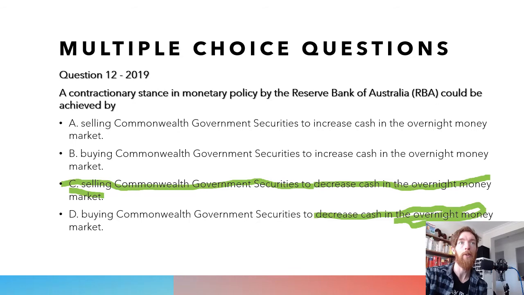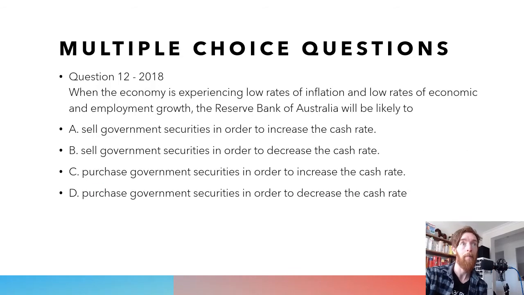Then we'll move on to question 12, 2018. So 2018, when the economy is experiencing low rates of growth and low rates of economic unemployment growth, which is a weird way of saying low rates of economic growth and low levels of unemployment growth or employment growth, like more people getting jobs, the RBA is most likely to.